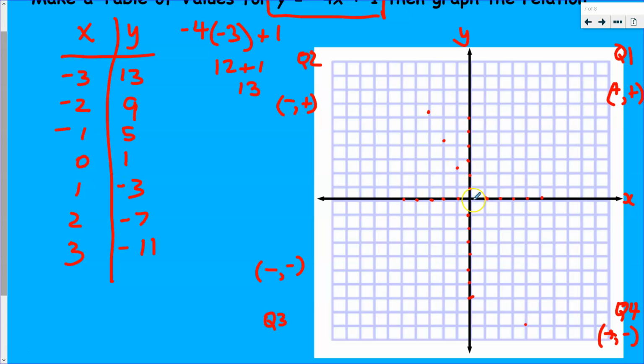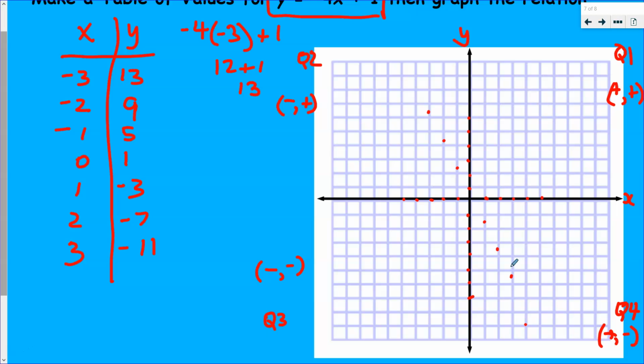I want 0. Okay, and 1. And remember, it's not 0 and 1, it's 1 and 0, because this is your y, not your x. Okay? 1 and -3, I want in between 2 and 4. 2 and negative 7, 2, 4, 6, 8, I want in between there. And 3 and negative 11. So 1, 2, 3, 2, 4, 6, 8, 10, 12, right there.